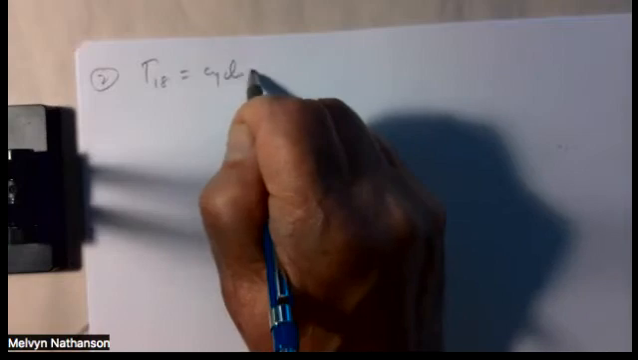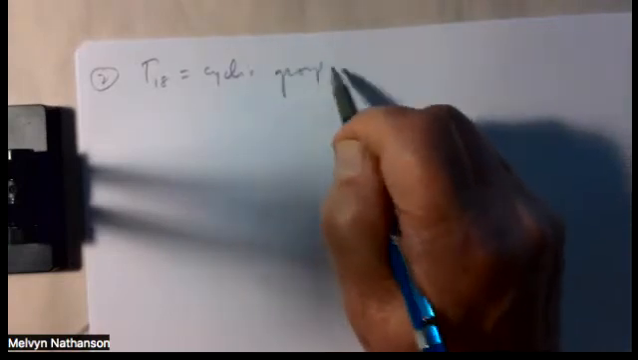Problem 2. So gamma 18 is the cyclic group of order 18 generated by X.